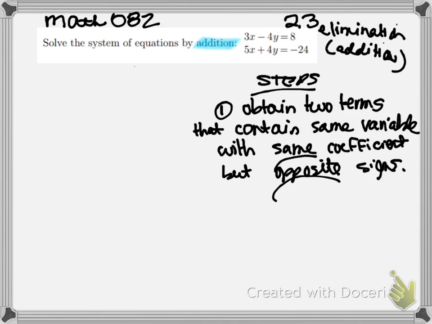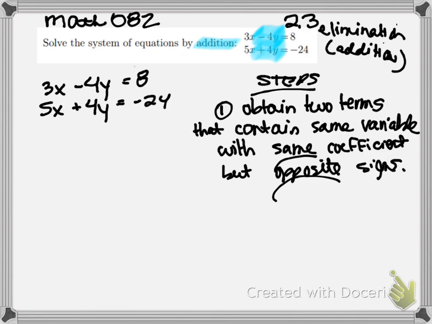Now, since this is my first video, I picked an example where that was already done for us. You can see here that our y has a coefficient of -4 in the first equation, and it has a coefficient of +4 in the second equation. So I'm going to show you down here exactly what will happen if I simply add these two equations together.